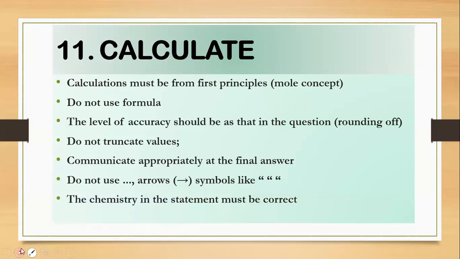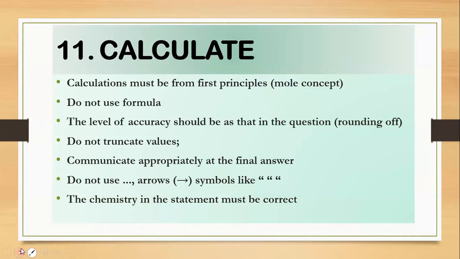Secondly, the level of accuracy of your answer should be as that in the question when it comes to rounding off. You may calculate and find you have very many decimals following the whole number, but we require you to write just a specific one. How will you know where to stop when you're rounding off? Look at the numbers which have been given in the question. To what decimal places are they? Then your answer can be to any of those. When you have these long decimals after your whole number, do not estimate the accuracy by truncating, just chopping off some. No, make sure you use rounding off rather than truncating.